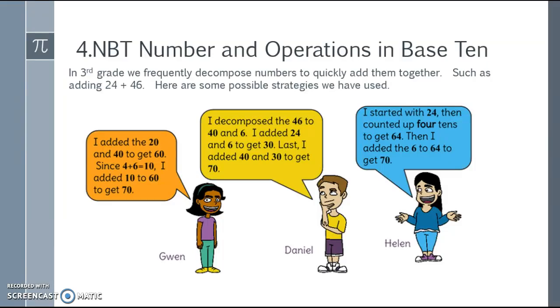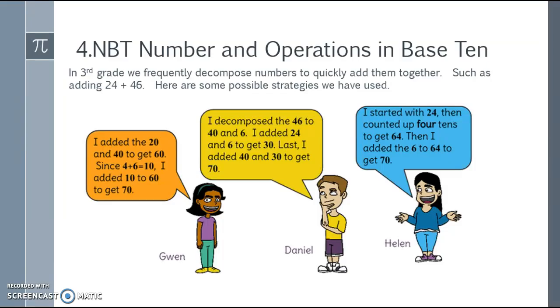In third grade, we frequently decompose numbers to quickly add or subtract numbers together, such as adding 24 plus 46. Here are some possible strategies we have used. I added the 20 and the 40 to get 60. Since 4 plus 6 is 10, I added 10 to 60 to get 70.